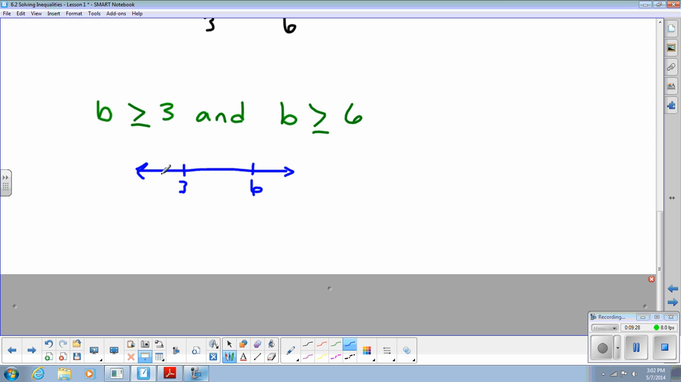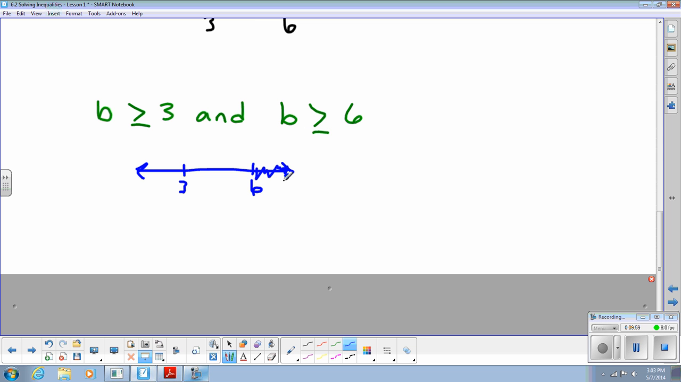Okay, let's test again. 2 is not greater than 3. And this says and. You have to say yes both times. Well, I said no to 2, so I'm done testing on this side of 3. I can't shade there. Let's go between them. All right, 5. 5 is greater than 3, but 5 is not greater than 6, so I can't shade in between either. So let's try bigger than 6. Try 7. 7 is greater than 3. And 7 is greater than 6. So that means I get to shade over here.